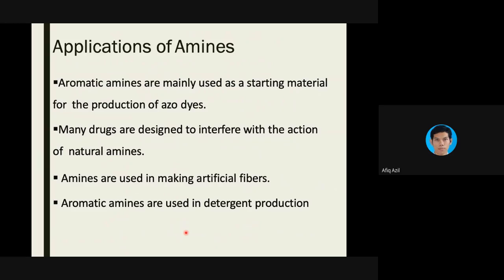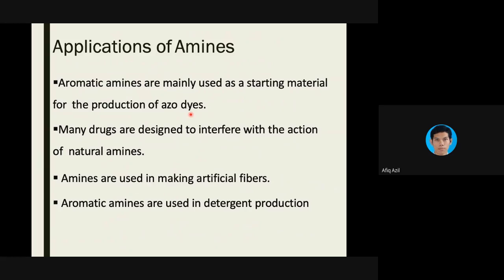And what can amine be used for? Okay, so these are some of the applications for amine. So aromatic amines are mainly used as the starting material for the production of azo dyes. So azo dyes is basically a type of coloring.